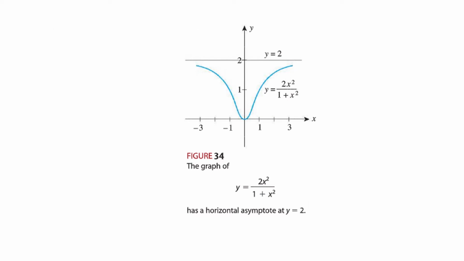Well, here's the graph of the function. You see there is a horizontal asymptote at y equals 2. So as x gets bigger and bigger and bigger, y gets closer and closer to 2.